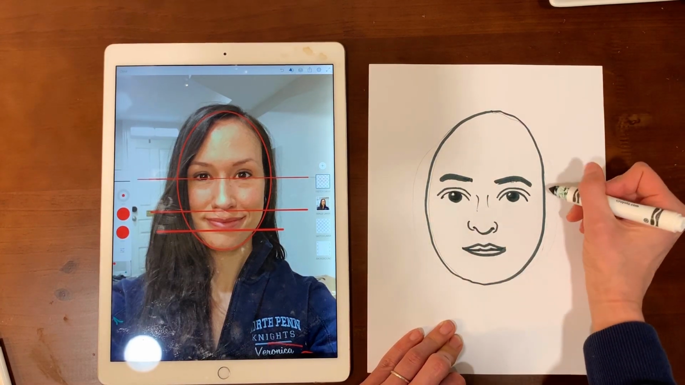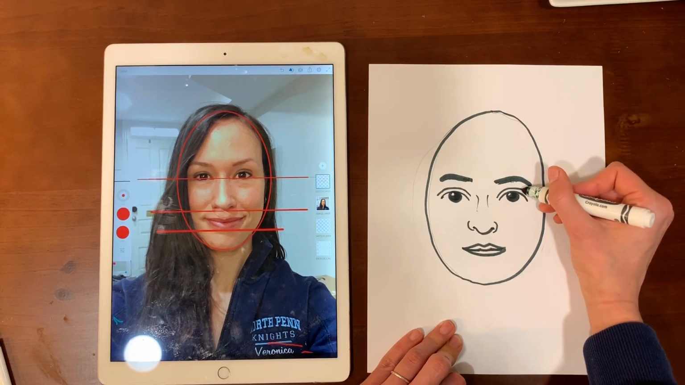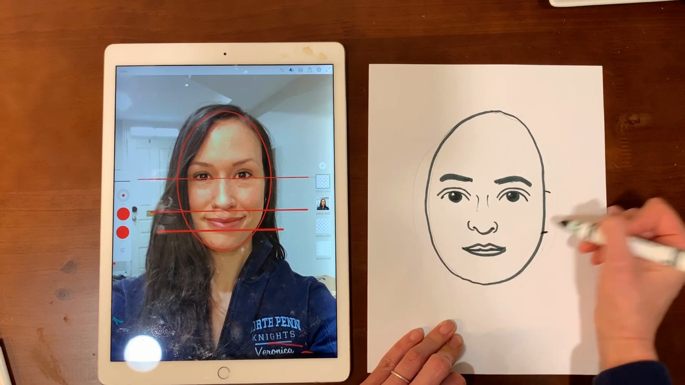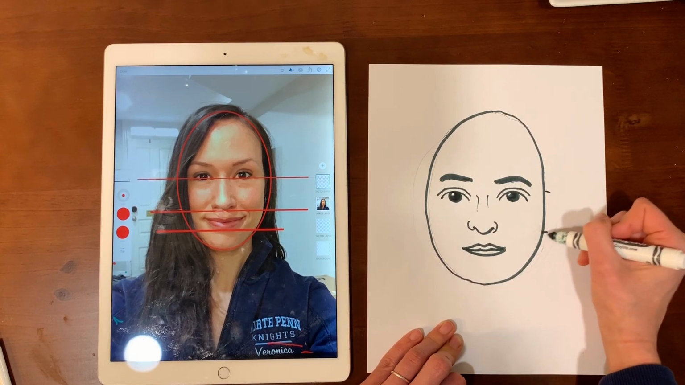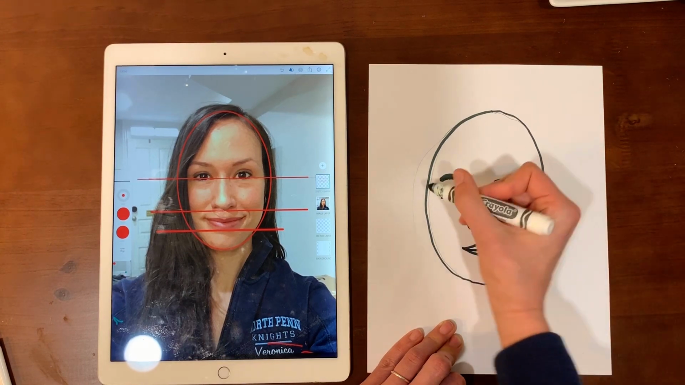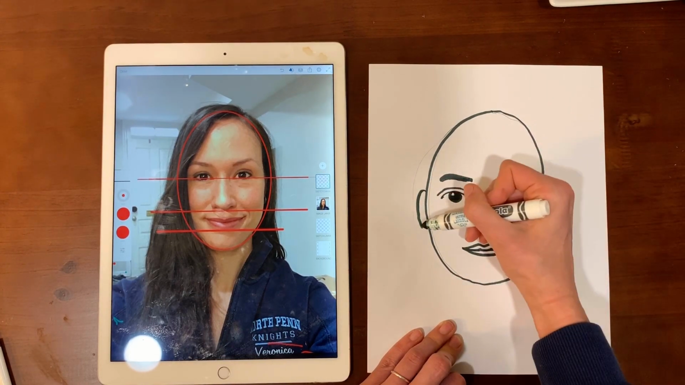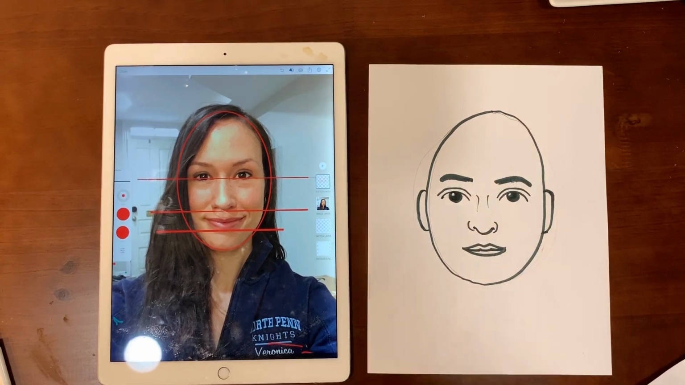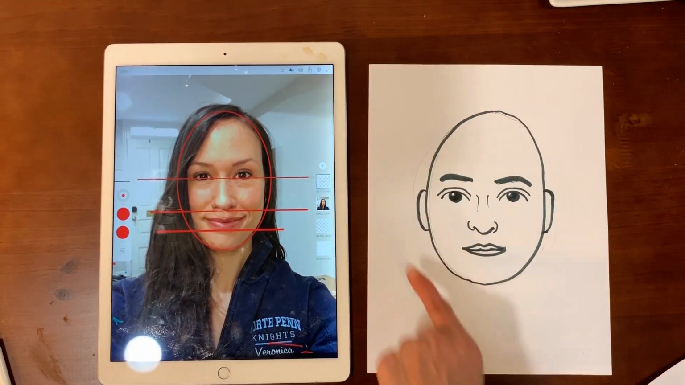And let's see, the ears. We said they go from about the top of the eyes here to the bottom of the nose. And remember we said they don't stick really far out. They actually stay kind of close to the face. So I'm going to do the same thing on both sides. Good, it's in line with the bottom of the nose there. Now the next step in this process is going to be drawing the hair.